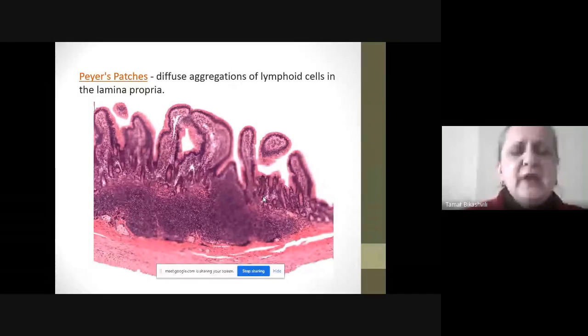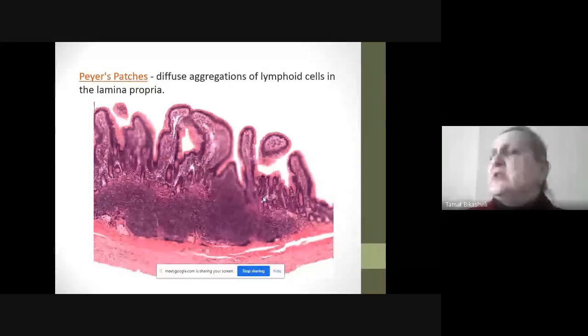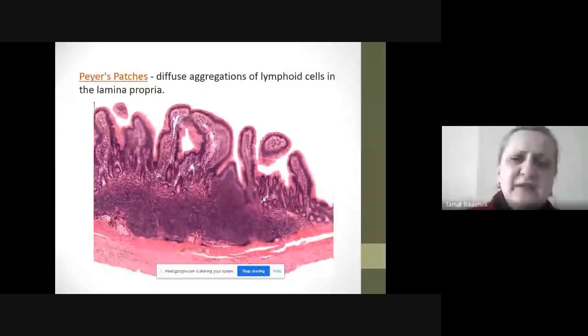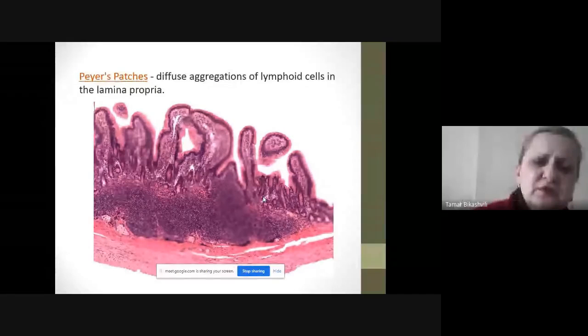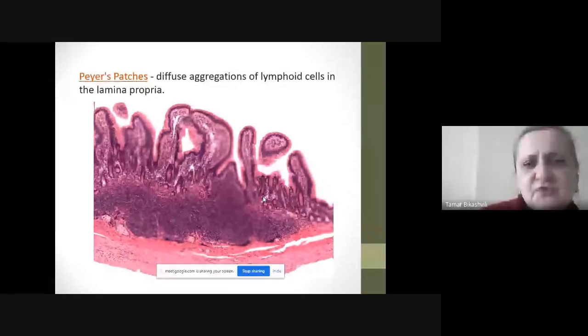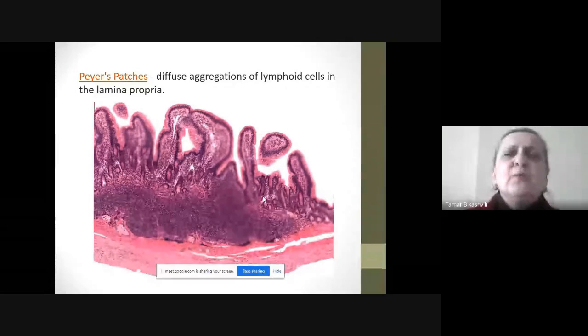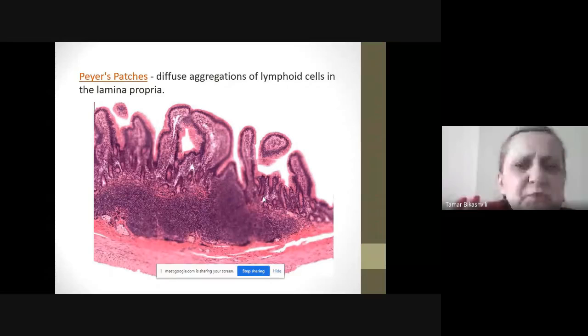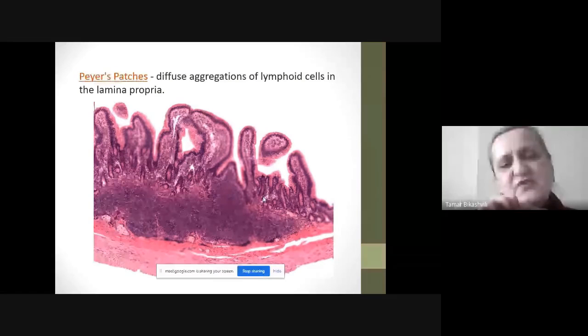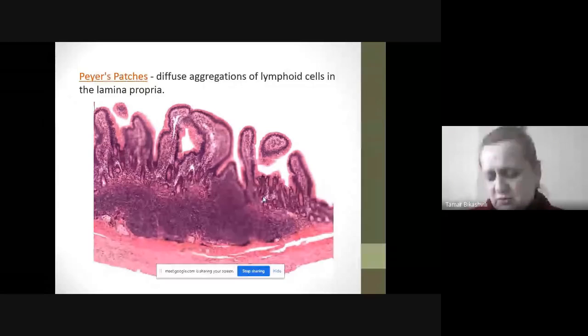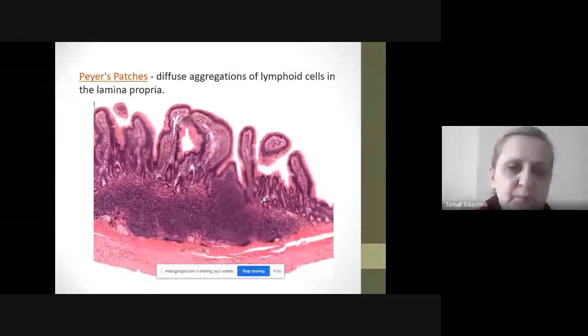So the walls have the same four layers, but in the duodenum, specific are the submucosal glands. In the jejunum, well developed are the plicae circulares, and the numerous villi are here. So these specific cells, the Paneth cells, are here in the glands. And now the next part of the small intestine, this is the ileum.